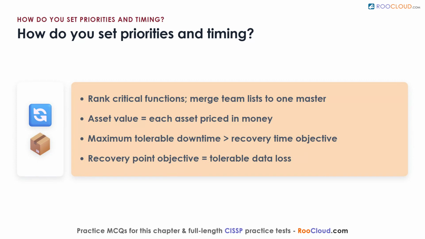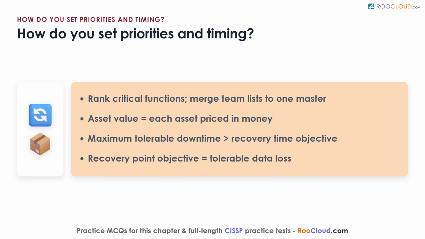Then you set 2 timing measures. The maximum tolerable downtime is the longest a function can be down before the harm becomes irreparable. Critical functions carry a shorter maximum tolerable downtime than routine ones. The recovery time objective is how quickly you believe you can actually restore a function, and it must always sit below the maximum tolerable downtime, so nothing stays down longer than the business can survive.